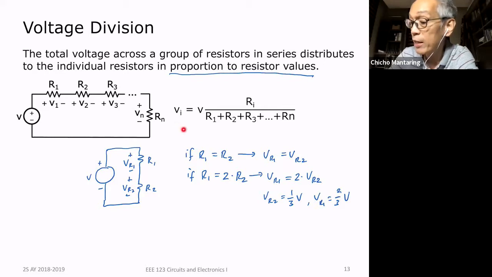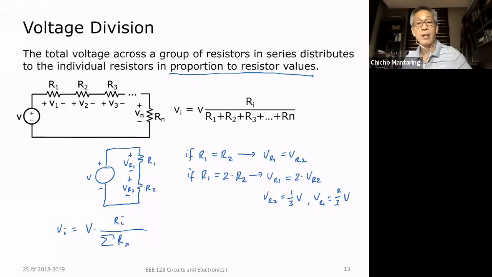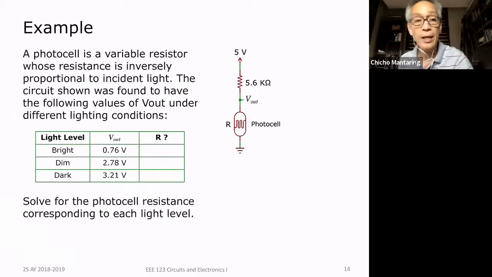Anyway, this formula says it all. The ith voltage is equal to V multiplied by the ith resistance over the sum of all resistances. So that is voltage division. So let's take an example.